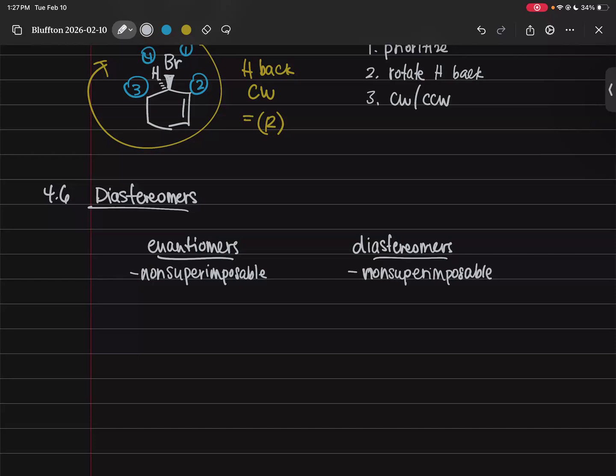If they were superimposable, then they're identical, right? Two compounds: if you can make a photocopy of one compound and put it right on top of the other and not be able to tell the difference, they're identical. So enantiomers and diastereomers are not superimposable, i.e. are not identical. Big news.